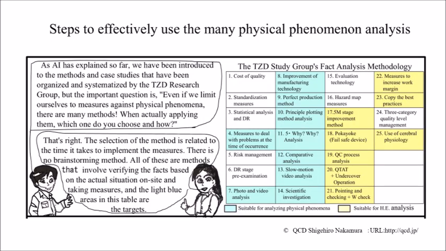Investigating the cause of defects always requires the action of fact-finding analysis. This table shows the specific measures that have been compiled and utilized by the TZD study group. The light blue represents measures against physical phenomena, and the yellow represents measures against human error. Today, I would like to introduce how to utilize this method with examples in this video.